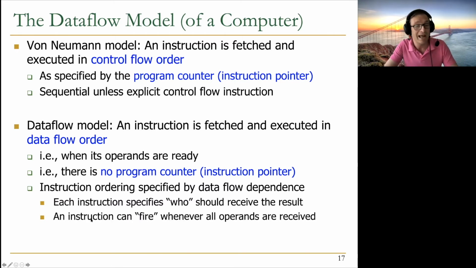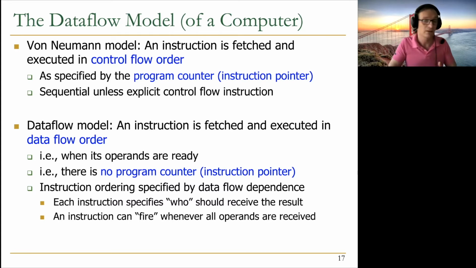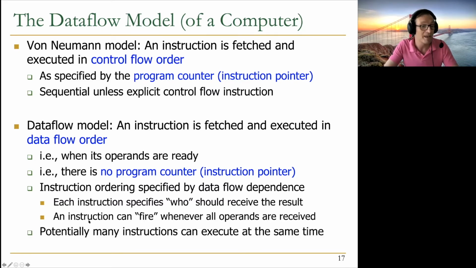In a data flow model, an instruction can fire, meaning it gets fetched and executed, whenever all of its operands are received from other instructions. We will see a pictorial representation of it also. So basically, in this model, potentially many instructions can execute at the same time, because many instructions' operands may become ready concurrently. You don't have any control over it. There's no single program counter, basically. There's no, let's say, conductor of the orchestra that says, okay, now you're going to execute, now you're going to execute. There's no such thing. Instructions execute completely asynchronously.